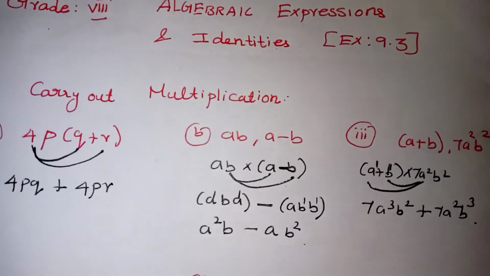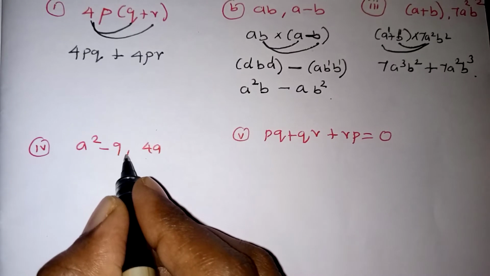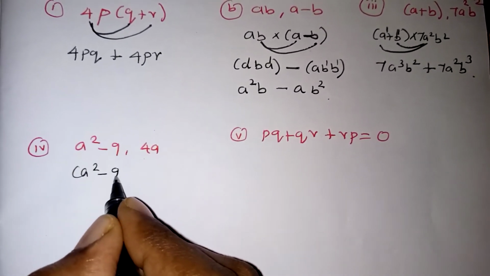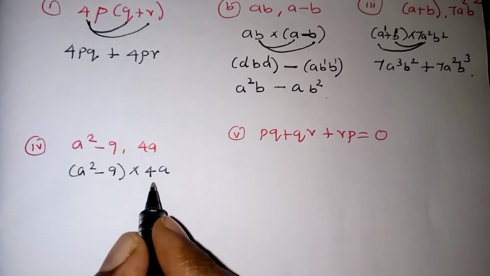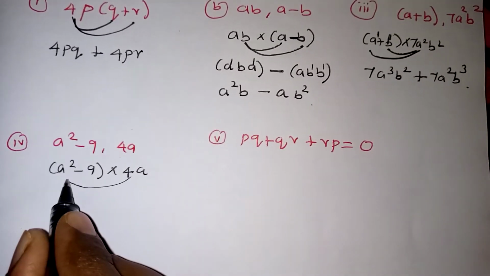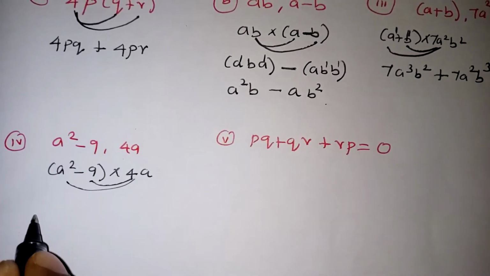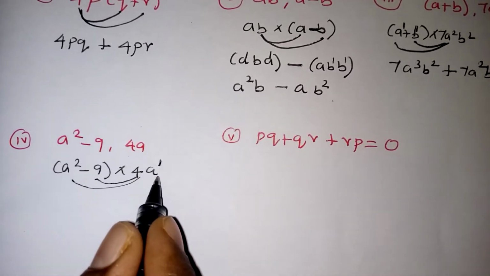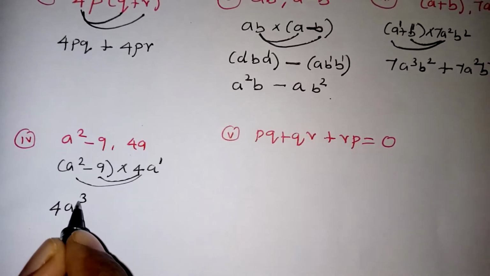One more problem here. Again, whenever the comma is given during the multiplication, this comma will be written as multiplication. That is a squared minus 9 multiplied by 4a. Now this 4a, same method, this 4a should multiply with a squared as well as with the 9 also. Now a squared into 4a, when you are multiplying a power 2, a power 1, it will be added. A power 2 into a power 1 will be a power 3. 4 will be coming as it is. So 4 a power 3 is the correct answer.